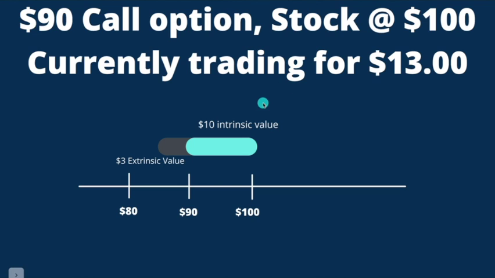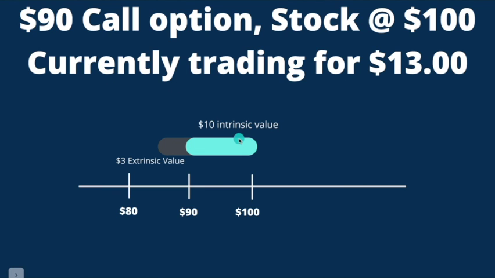Okay, so let's look here. So this is a representation of the value of the option contract, and it's broken down into intrinsic value and extrinsic value. So this option contract is $10 in the money. And how do we calculate that? We take the current stock price minus the strike price. Okay, so that means we are $10 in the money.